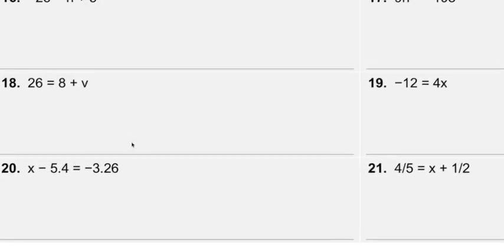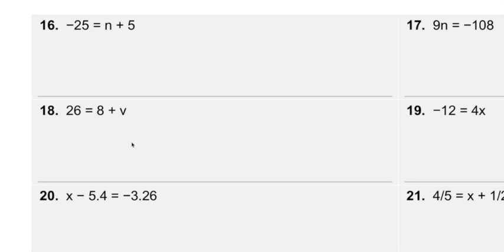So in this one, some of these are going to be ugly. This one's fine. Here's our equal sign. We're going to get rid of that 5 because you always want the variable by itself. So minus 5 from both sides. I get n equals negative 25 and negative 5. Both are negatives, so just add them up. Negative 30.